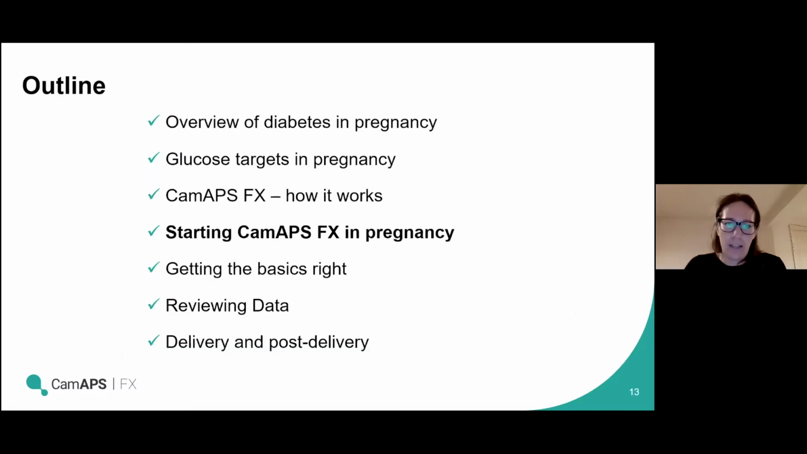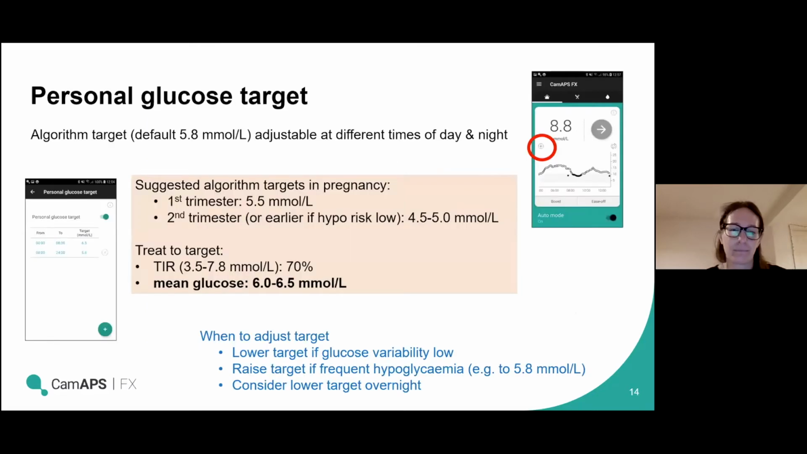So we're going to look now a bit more specifically, and I'll hand you over to Sarah about starting the CamAPS system in pregnancy specifically. Thanks, Charlotte. We have done a previous webinar, webinar number 2, if you want to have a look, which goes through step by step how you link all the system and set the app up initially.